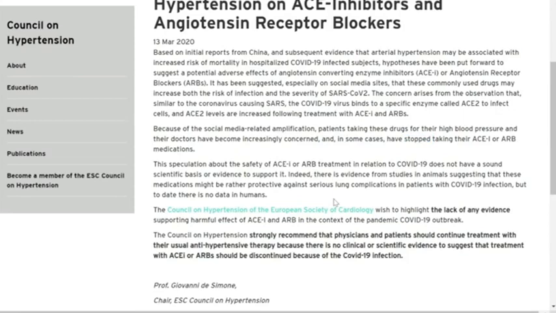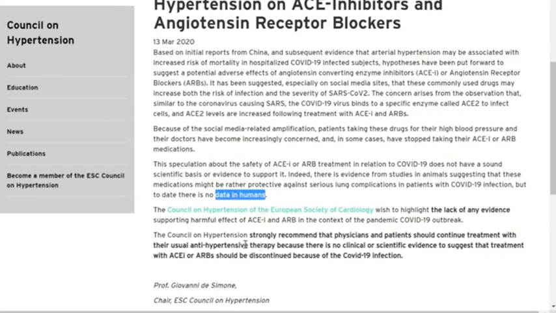The speculation about the safety of ACE inhibitors or ARB treatment in relation to COVID-19 does not have a sound scientific basis or evidence to support it. Indeed, there is evidence from studies in animals suggesting that these medications might be rather protective against serious lung complications in patients with COVID-19 infection. But to date, there is no data in humans.